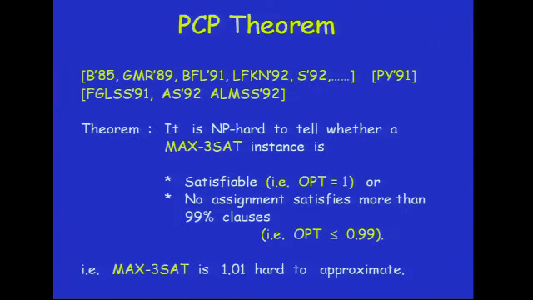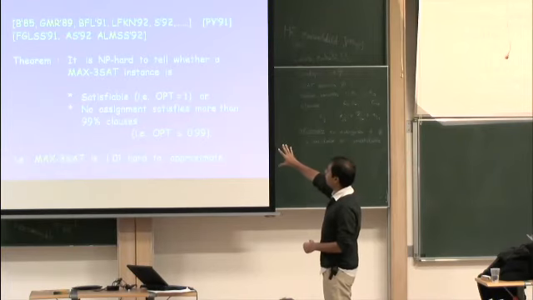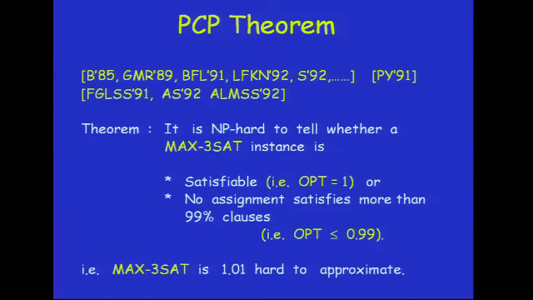Here is a hardness result, which one could call the mother of all hardness results. Almost all known hardness results, this is the starting point. It's called the PCP theorem. PCP stands for probabilistically checkable proofs, but I'm not going to worry about that in this talk. Just think of this as the following hardness result. I give you a 3-SAT formula like this, and the theorem states that it's NP-hard to tell whether the formula is satisfiable or it's highly unsatisfiable, meaning no assignment satisfies more than 99% of the clauses, right? This is the basic NP-completeness result, which says that it's hard to tell whether the formula is satisfiable or unsatisfiable.